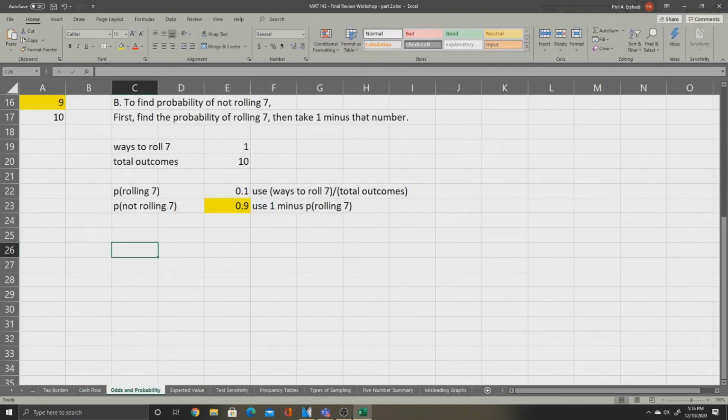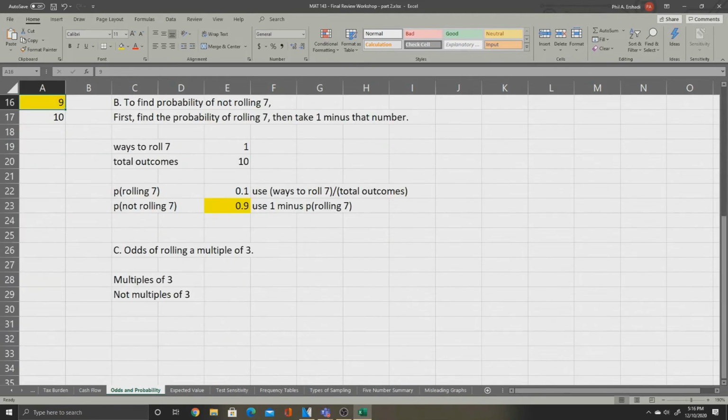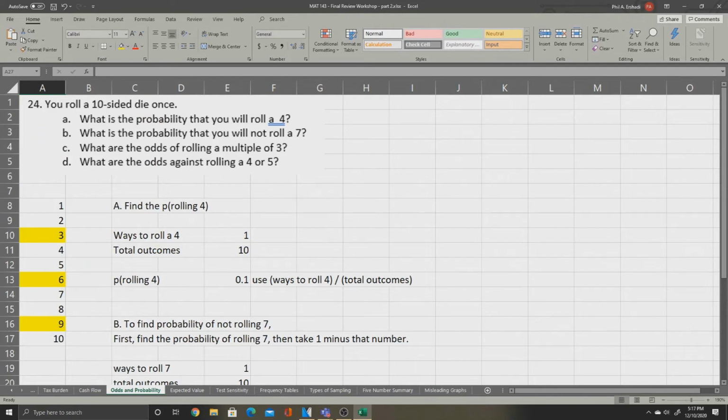So for part C, we want to find the odds of rolling a multiple of 3. So we need to make a list of our multiples of 3, and then we need to see how many are not multiples of 3. So we've indicated 1, 2, 3 numbers as being multiples of 3. So we'll say 3 here. Everything else is not a multiple of 3, and that is 1, 2, 3, 4, 5, 6, 7.